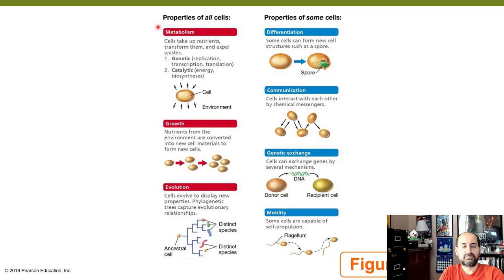Do you remember from Biology 1406 that all cells undergo metabolism, which again includes catabolism and anabolism? Catabolism is breaking down substances. Anabolism is building substances. Genetic replication, transcription, translation would be anabolism. Breaking down sugars and fats for energy, that would be catabolism. All of the chemical processes inside of the cell are together known as metabolism.